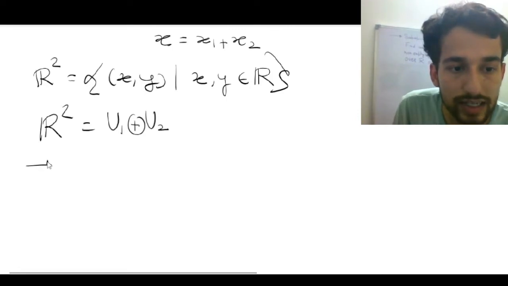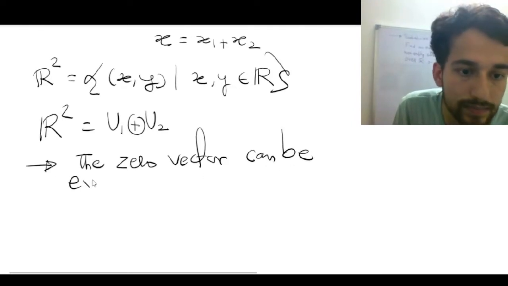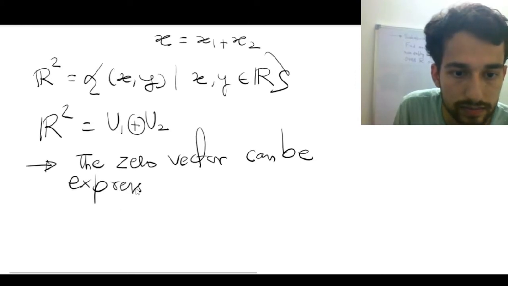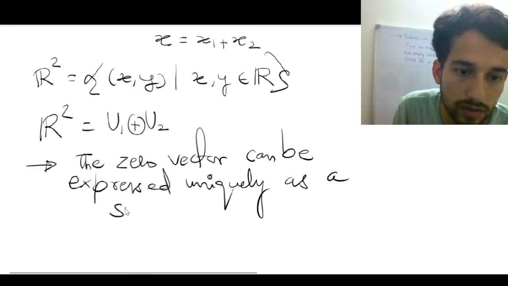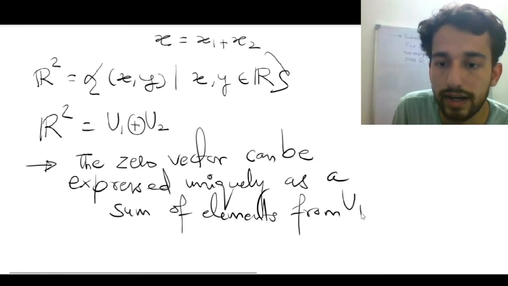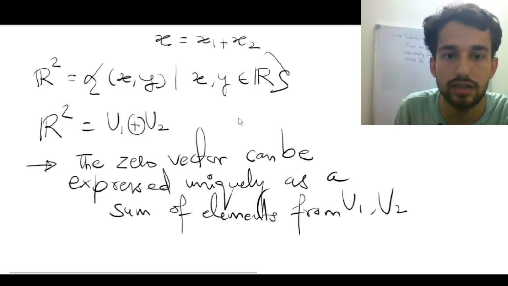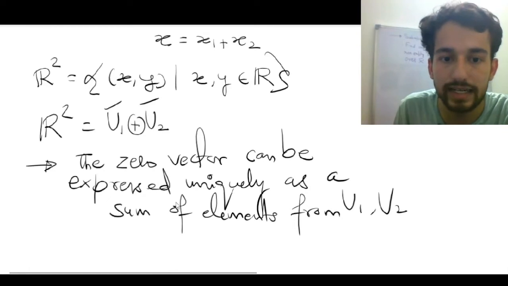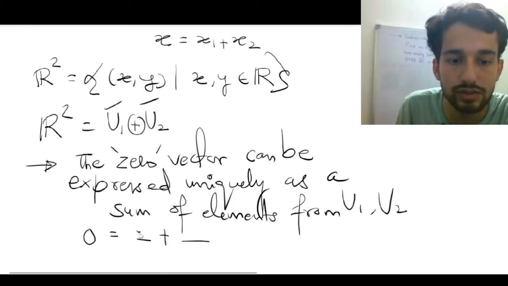Now, here's one more condition. If the zero vector can be expressed uniquely as a sum of elements from U1 and U2, then I'm done. Then the requirement to check whether a given vector space can be expressed as a direct sum of these two is automatically satisfied if I am able to show that the zero vector can be expressed uniquely. That is, corresponding to zero, there exist two elements, one from U1 and second from U2, so that their sum is 0, and these two should be unique.